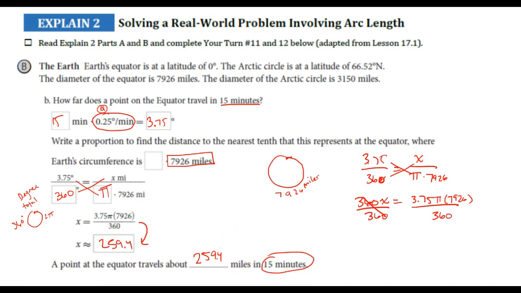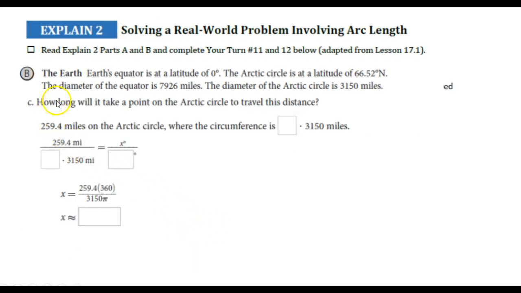All that, right? And is there any other question they wanted us to write down? Actually, yes, there is. They want us to find out how long it will take a point on the Arctic Circle to travel this distance. So, remember for circumference, just in case you didn't know, circumference is going to be equal to pi times our diameter. You remember our diameter of our Arctic Circle is about 3,150. So that would be pi times 3,150.